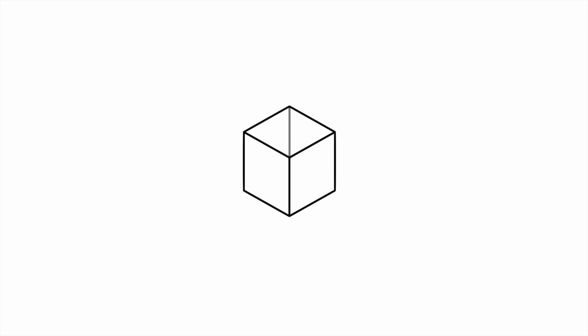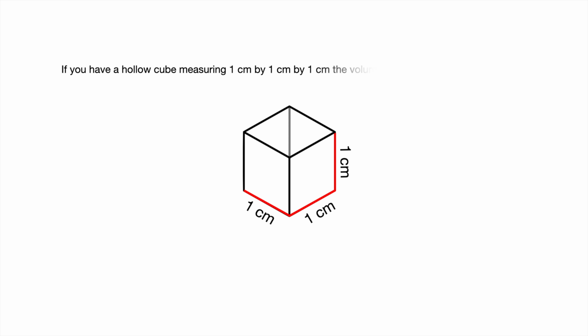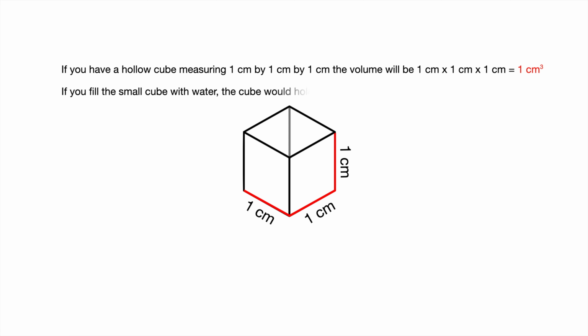Good morning. Today we are going to look at capacity, which is liquid volume. If you have a hollow cube measuring 1 centimetre by 1 centimetre by 1 centimetre, the volume will be 1 cubic centimetre. If you fill the small cube with water, the cube would hold 1 cubic centimetre.